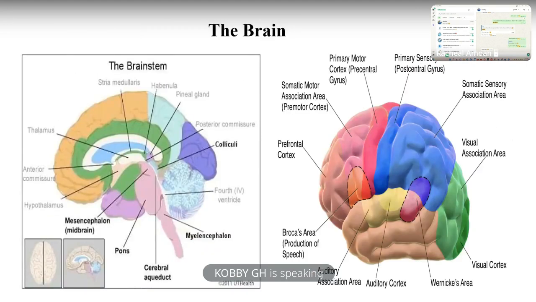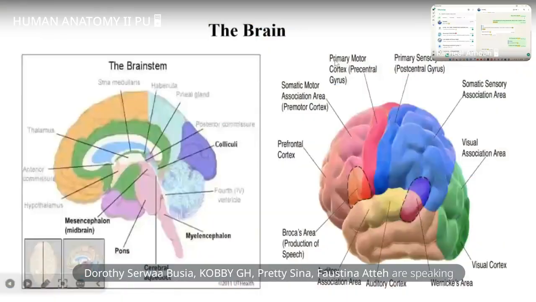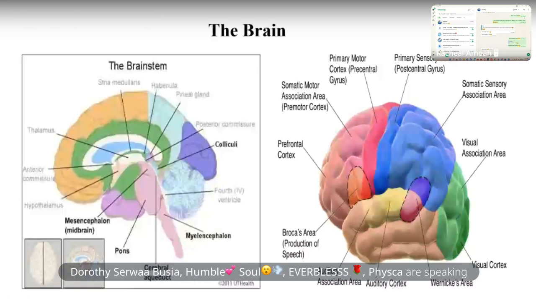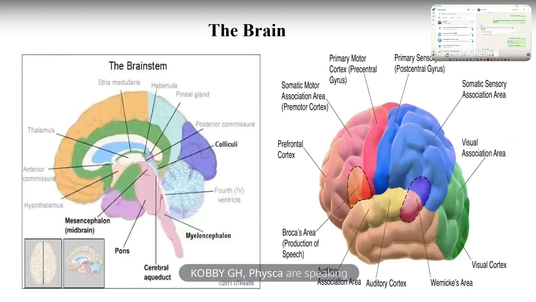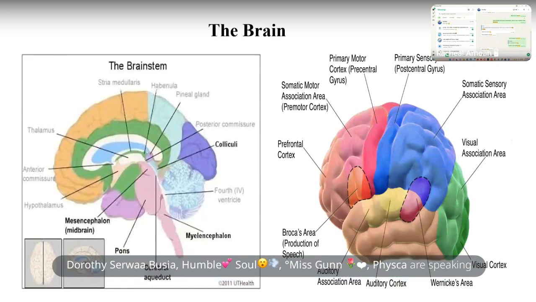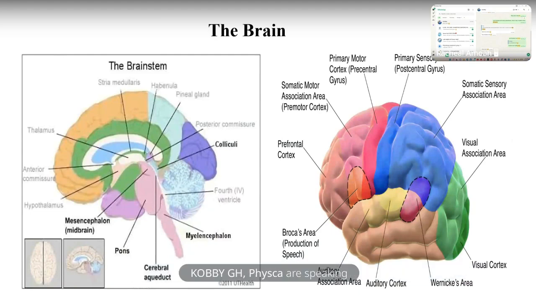So, primary motor cortex. Say after me: primary motor cortex. Primary motor cortex. Primary motor cortex. See the frontal lobe.